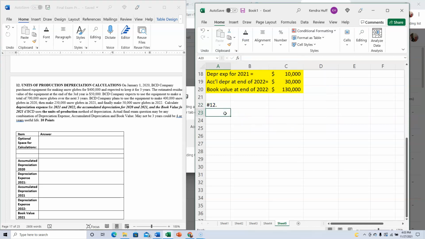All right, number 12 is units of production. On January 1st of 2020, BCD company purchased equipment for making snow globes for $400,000 and expected to keep it for 3 years.